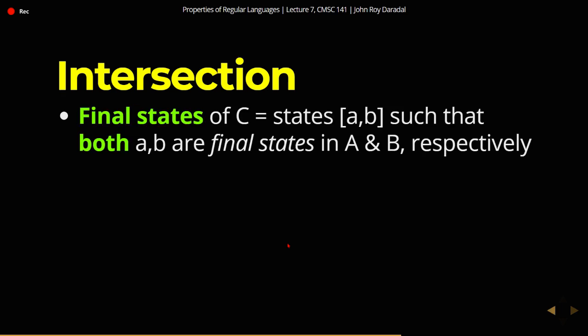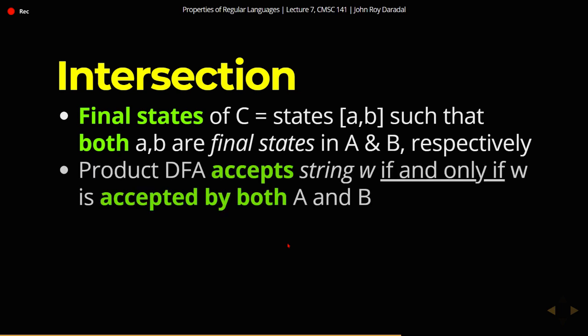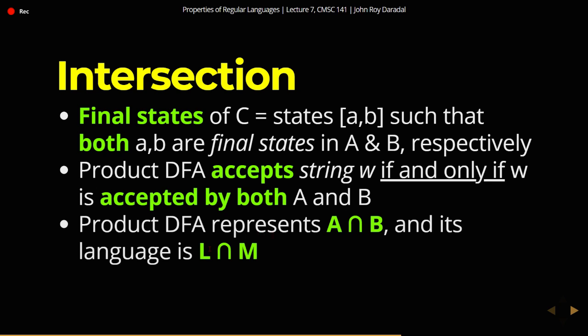So this time, the final states for the product DFA would be the states A, B, such that both A and B are final states in their original DFA. So because this is intersection, we want the states that are accepting in the first DFA and also accepting in the second DFA to be the final states of our product DFA. Okay, so that means that it's accepted in both DFAs. So the product DFA accepts the string W if and only if the string is accepted by both A and B. So this product DFA represents the intersection of the two DFAs, and the language is L intersection M.